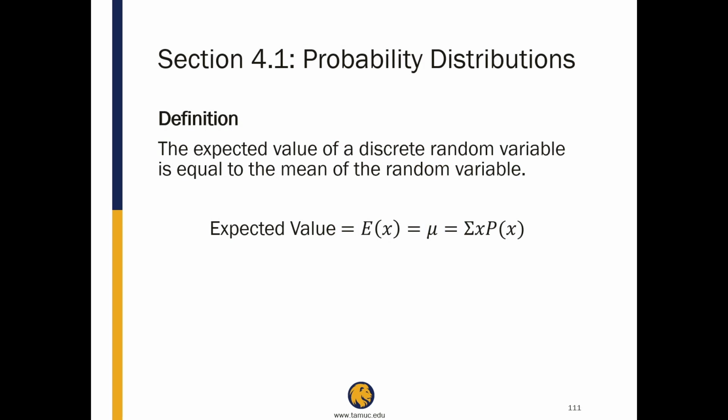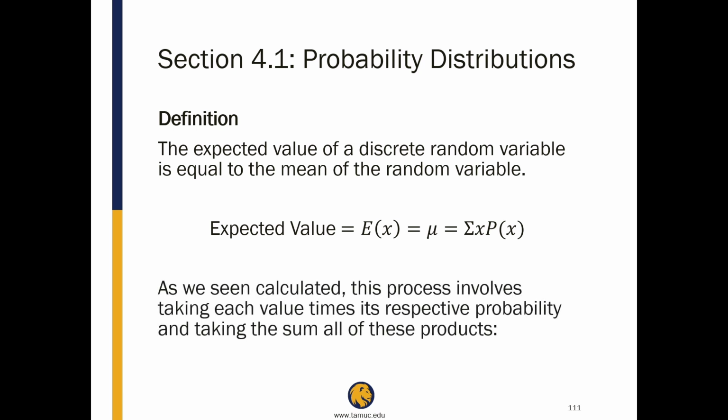This leads us into also a conversation about what's called the expected value. The expected value of a discrete random variable is equal to the mean of the random variable. In other words, we use this E(X) as denoting the expected value. It's equal to mu, the summation of x times P(x). And so as we've seen calculated, this process involves taking each of the values times the respective probabilities and taking the sum of all these products.